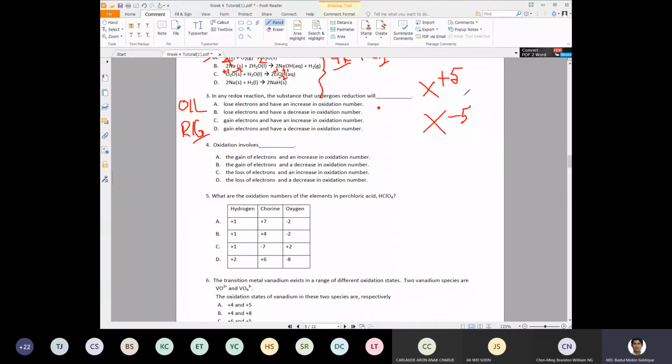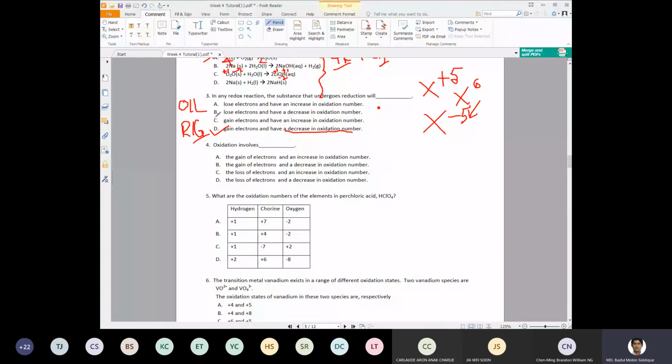So even from 0 to -5, that means it is reducing. So it is gain of electron and decrease in oxidation number. So that is the answer. Question number 4.